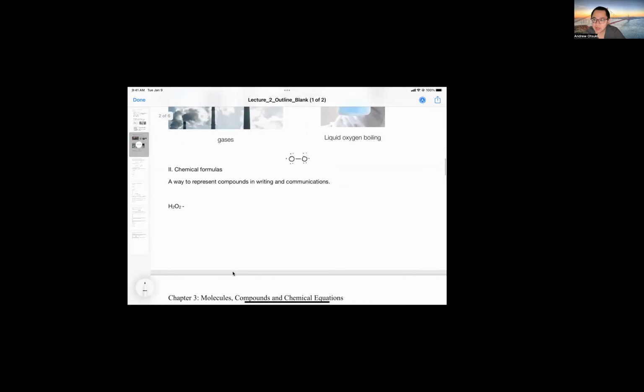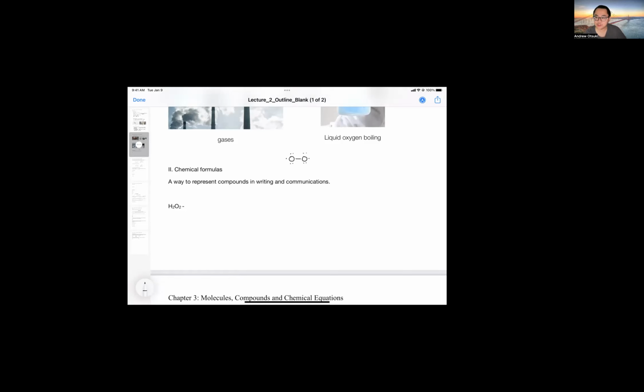Let's go over chemical formulas now. I'll work on this example and then I'll stop the video here and continue on to the next one. At the end of this page: chemical formulas are a way to represent compounds in writing and communications. So it's important that we know how to write these molecules. Chemical formulas are very important in how we understand and communicate chemistry.